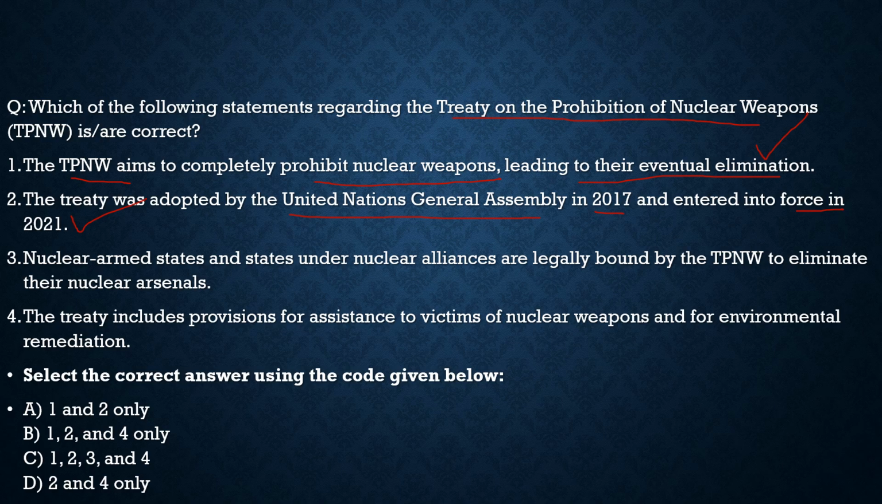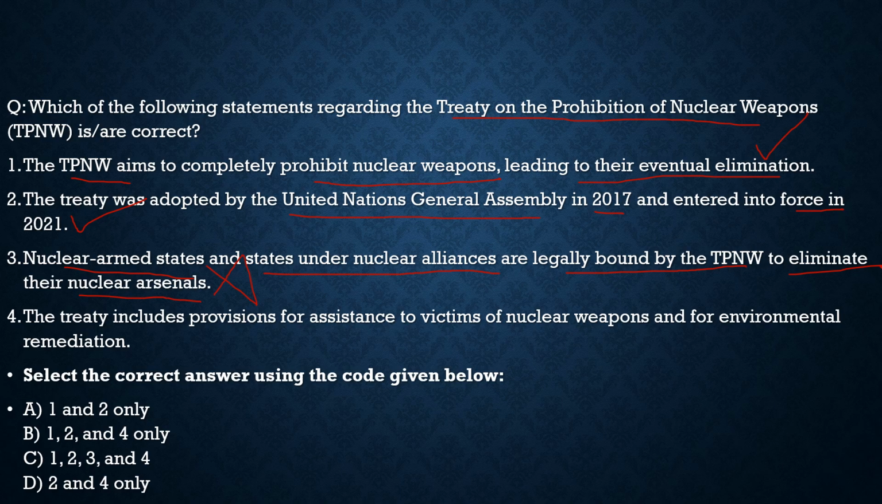Then the third statement: nuclear armed states and states under nuclear alliances are legally bound by the TPNW to eliminate their nuclear arsenals. This is totally incorrect because it does not have any legal binding on any nuclear country. In fact, nuclear countries have not accepted it. And if we look at countries like China, USA and Russia, they went totally against it. They have done more harm to this treaty. So this statement is totally incorrect.